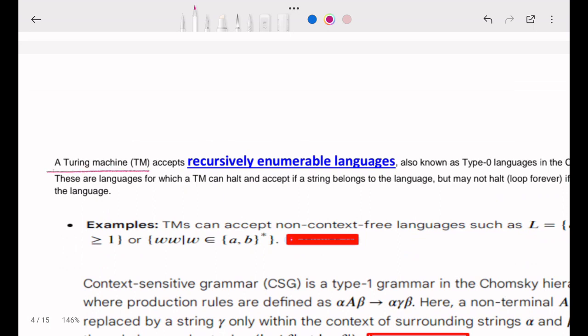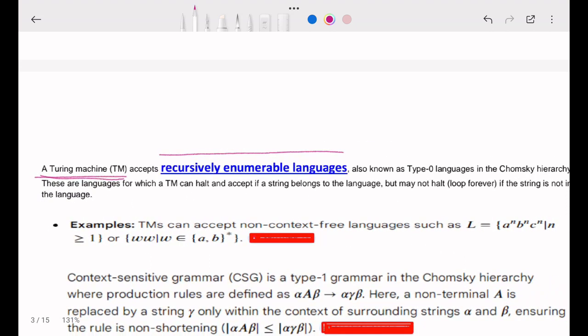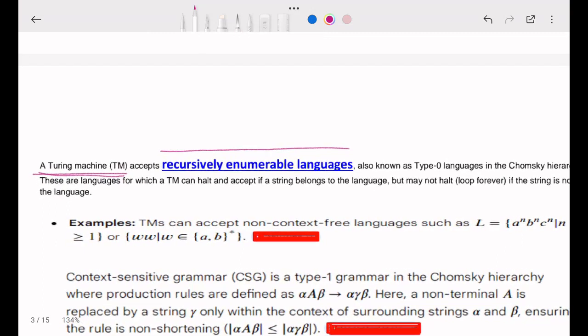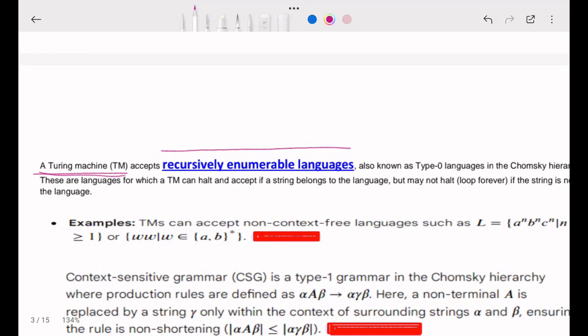Number one, the Turing machine that accepts recursive enumerable language. What is the meaning of this? If a language is accepted by a Turing machine, it will halt. For the accept condition it will halt, but for the rejected part, which is not in my language, maybe it halts, maybe it does not halt.